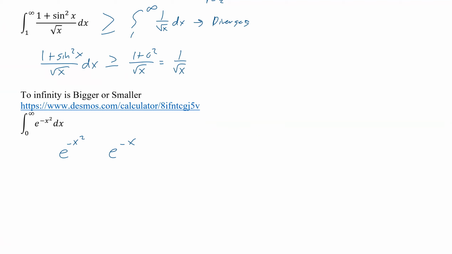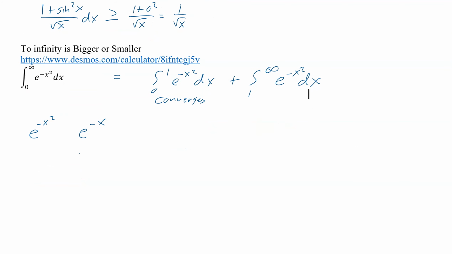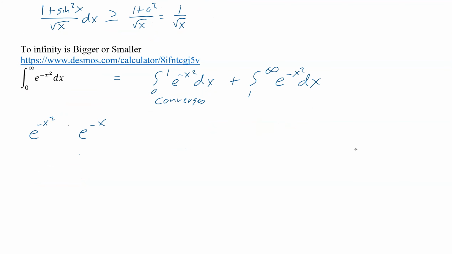So what we're going to do is take this and split it up. 0 to 1, e to the negative x squared dx. We're going to move these over and out of the way. And we know that this converges. Plus, and now we go from 1 to infinity, e to the negative x squared dx. And so now all we have to do is show that that converges, and we know that the whole thing converges. So we have to show that this is greater.